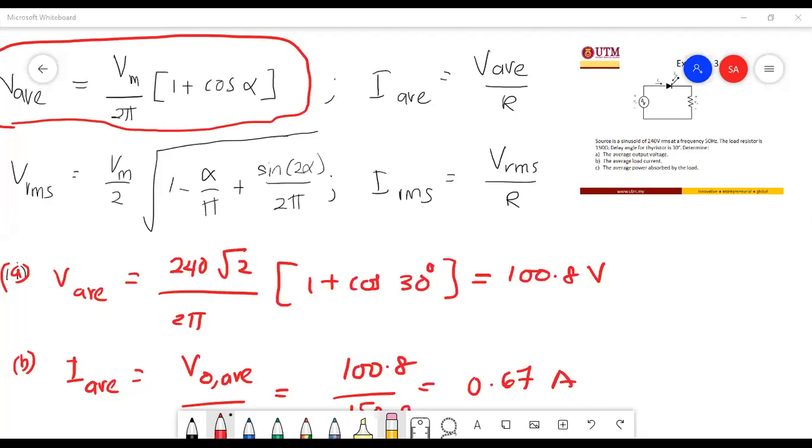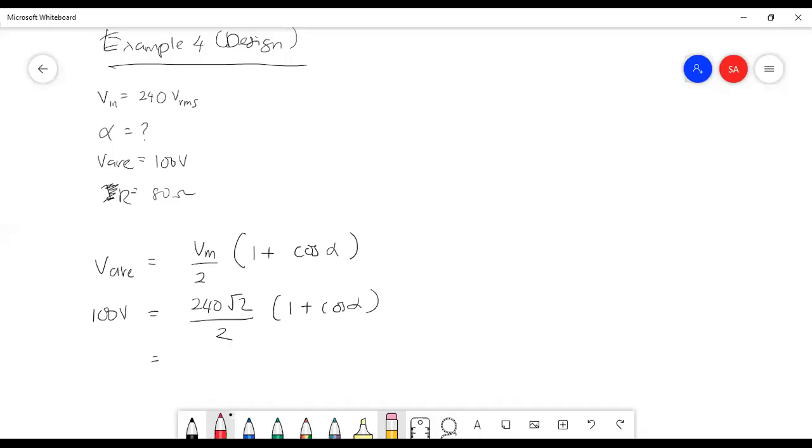So we move to example 4. This is actually a design question, but even though it is a design question, it is still straightforward. Let's discuss the solution. This is the example 4 design solution. It is given V in equal to 240 volt RMS, the V average is 100 volt, and the load resistance is 80 ohm. The question asks you to find the suitable alpha to get this average output voltage of about 100 volt.